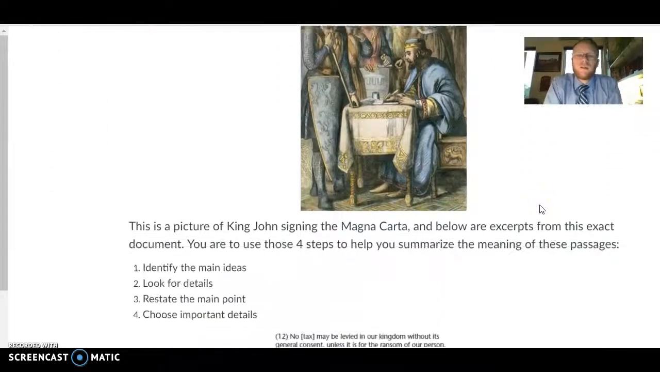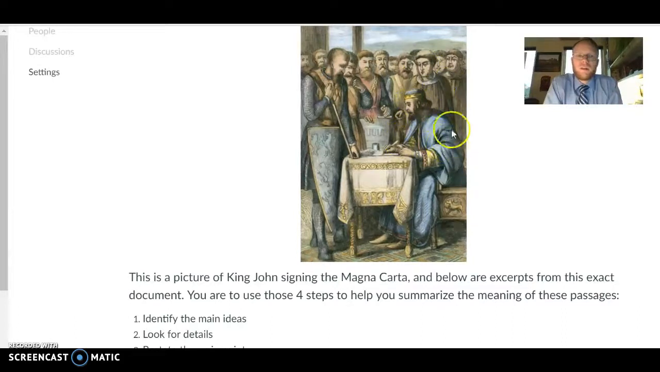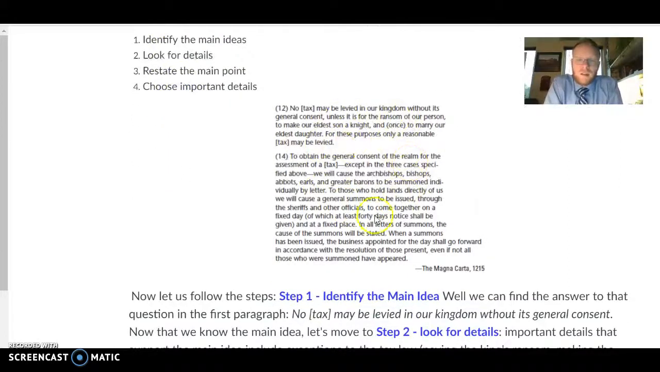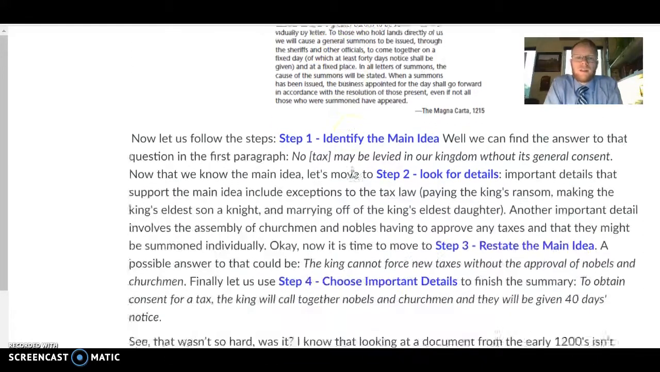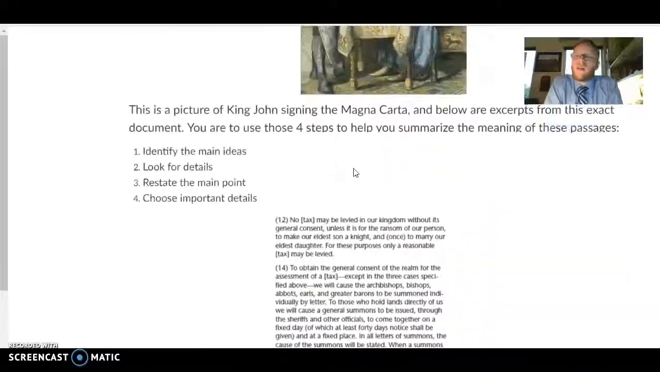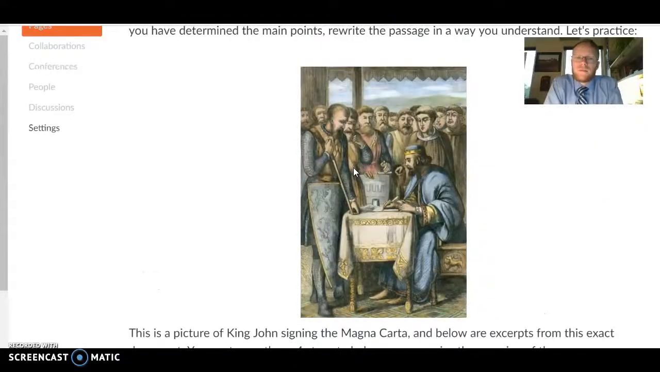For example, this is a picture of King John signing what's called the Magna Carta, which we either learned about or are going to learn about. And the following are excerpts from his exact document. You use those 4 steps to help you summarize the meaning of these passages. So remember, you're going to identify the main ideas, look for details, restate the point, use important details. Now, this one's a little on the harder end because it's written like ye olde English. So go ahead and take a look at that. And then we're going to read through this together. And then you will have summarized a little bit.